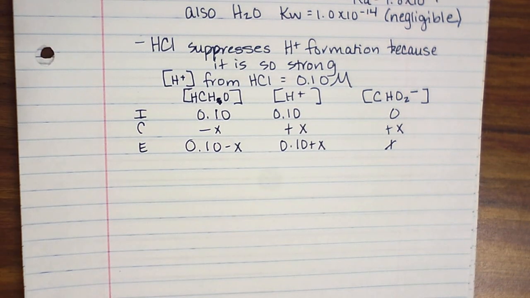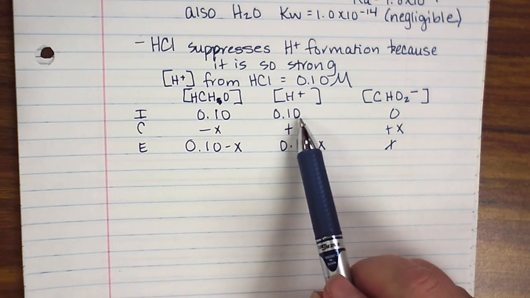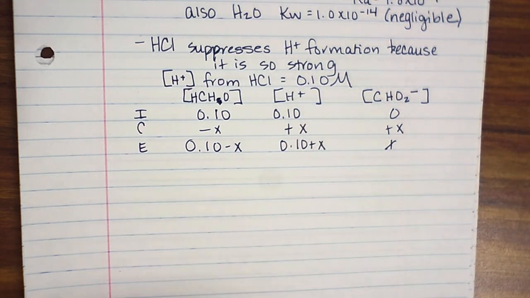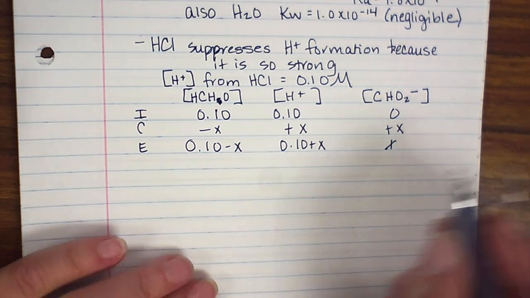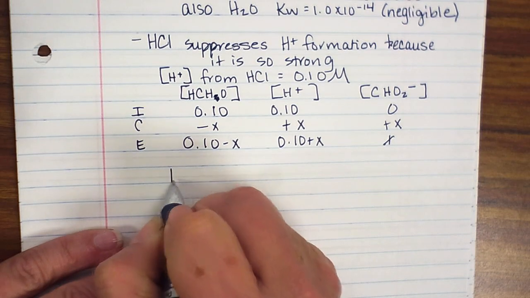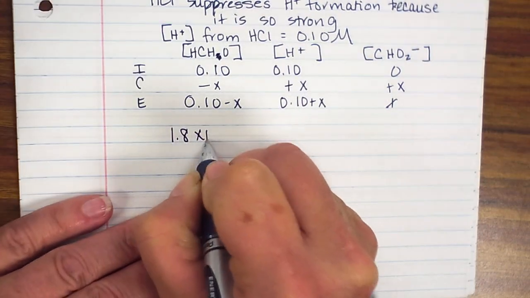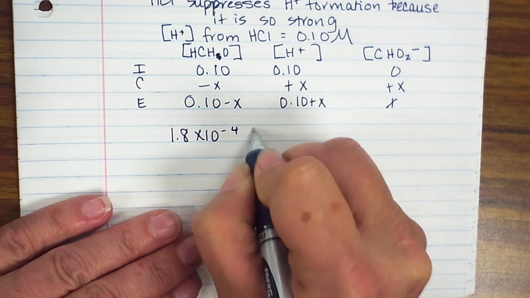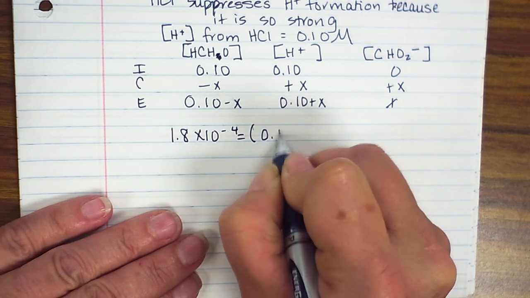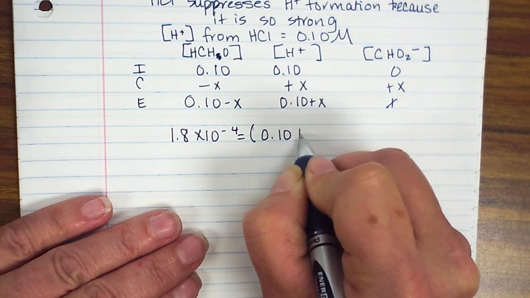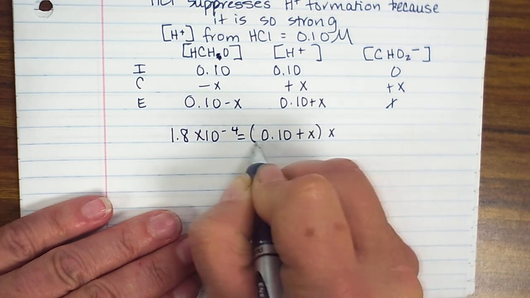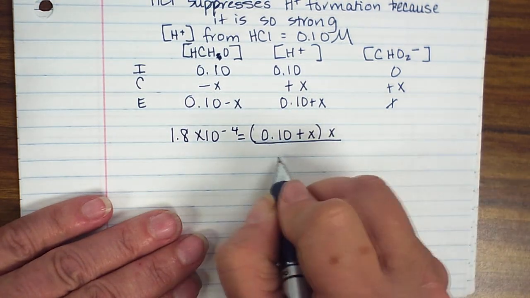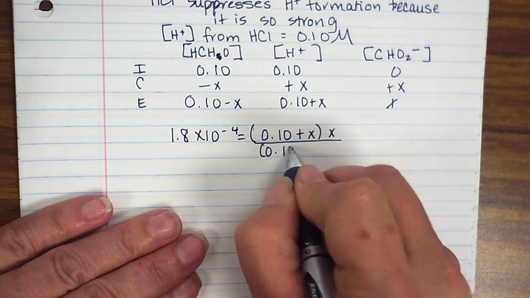So is the H plus from HCl there because it's a strong acid? It's a strong acid, so 100% of it is shifting over, so it's already got that combined with it, right? So now my Ka is 1.8 times 10 to the minus 4. And I have 0.10 plus x times x over 0.10 minus x.